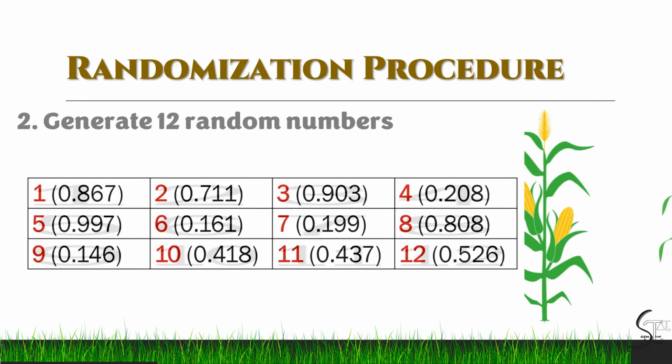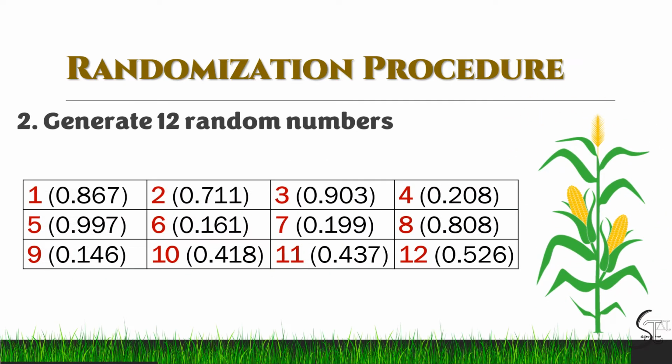And then generate 12 random numbers, one for each plot, on your calculator or from a random numbers table. In our case, I used the calculator and generated these 12 random numbers. For the first plot, I have 0.867. For the second plot, 0.711. For the third plot, 0.903. For the fourth plot, 0.208. For the fifth plot, 0.997. And so on until the 12th plot, where I generated 0.526.